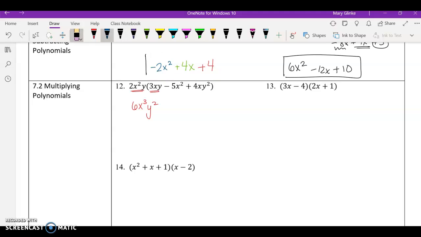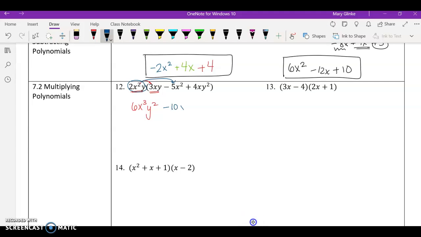Now what we're going to do is we're going to go ahead and distribute, I ended that box. There we go. We're going to distribute 2x squared y to our middle term. So the 2 and the negative 5, when we multiply them, becomes negative 10. X squared times x squared is x to the 4th because you're adding your exponents, and you have just a y term there. And then our last one would be 2 times 4, x squared times x, and y times y squared. So this would be our final answer.